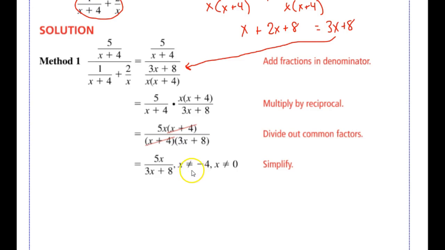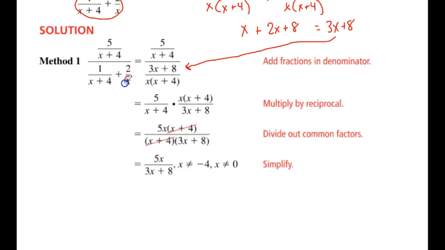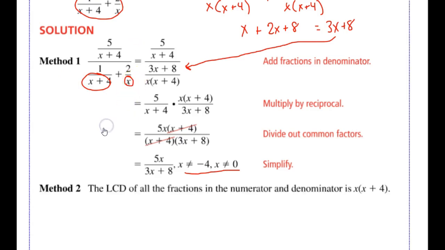So I know, too, that x cannot equal negative 4, because if x right here was negative 4, it would end up being 0, and I can't have 0 in my denominator. And same thing here. I would see in my original equation right here, if x was negative 4, I would have 0. And if x was 0, I would have 0. So we go back to our original equation to see where any excluded values would be. So that's where these come from. Not so much here once we figured it out, but back at our original equation, that's where our changes come into play. Okay, so that was our first method.